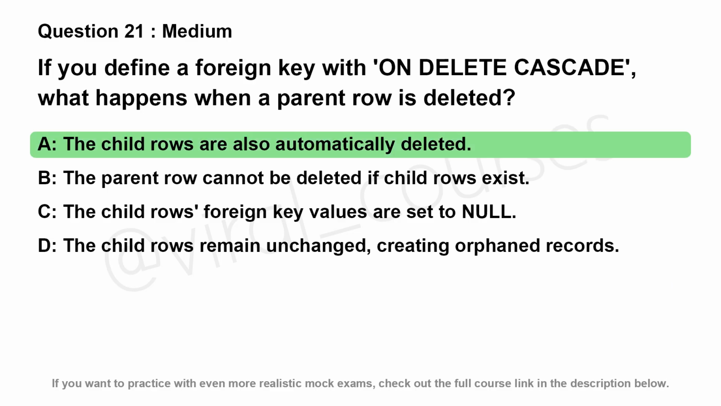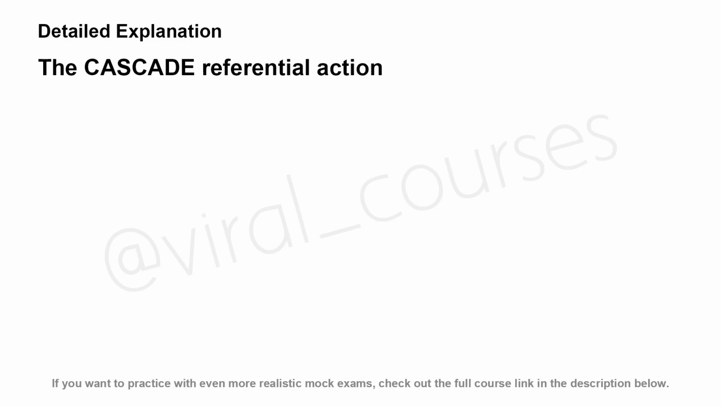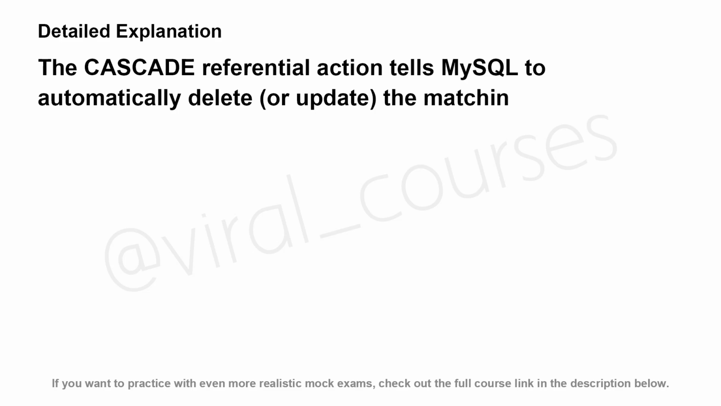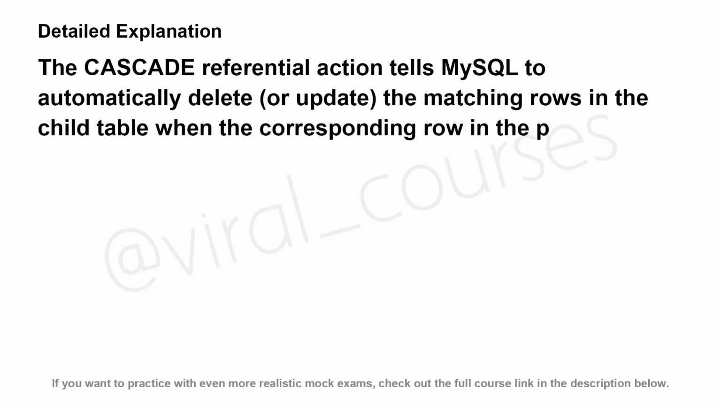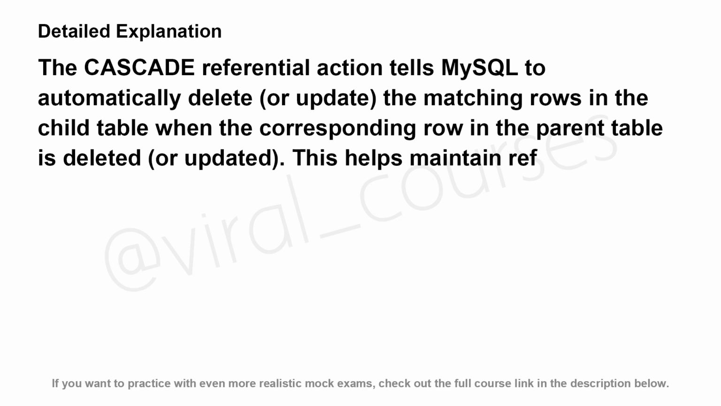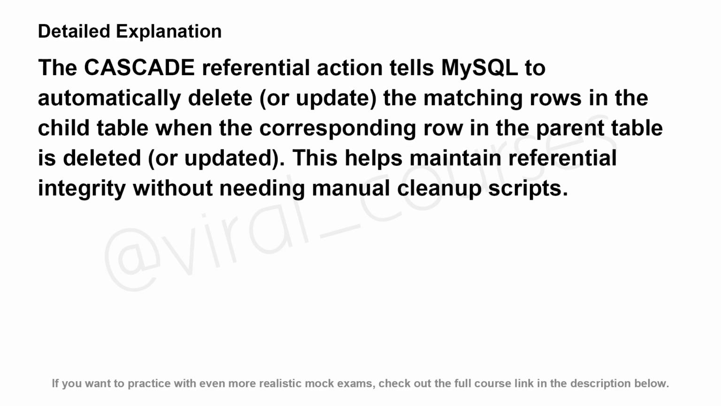The correct answer is A. The cascade referential action tells MySQL to automatically delete or update the matching rows in the child table when the corresponding row in the parent table is deleted or updated. This helps maintain referential integrity without needing manual cleanup scripts.